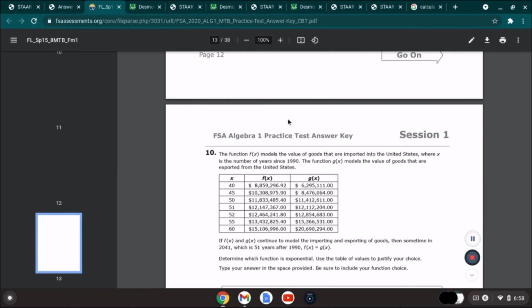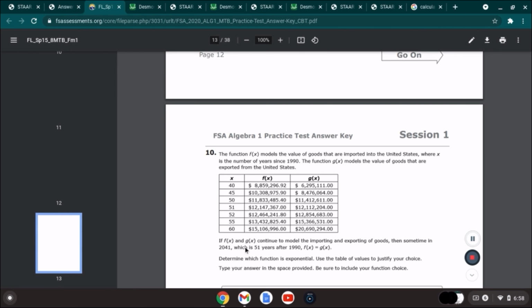This is an FSA Algebra 1 practice question. Here it says, the function f of x models the value of goods that are imported into the United States. So f of x, so everything here, are imports into the United States, where x is the number of years since 1990. So these are all the years since 1990. Now it says the function g of x models the value of goods that are exported from the United States. So these are all of the United States exports.